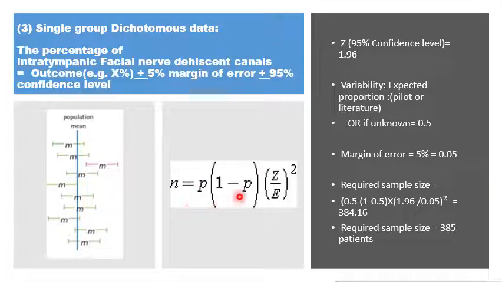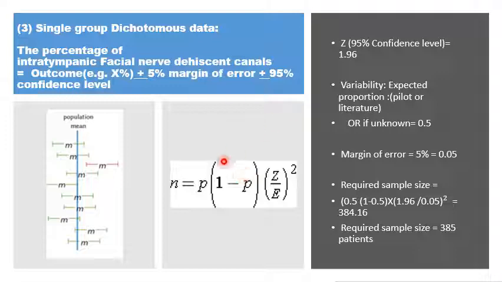If we don't have that information at all, and there were no previous studies and no pilot studies, then we assume that the percentage is 50% with dehiscence and 50% without dehiscence. The advantage of this is that this will produce the highest possible number that will be required, so that would be a very conservative way of obtaining the correct answer.